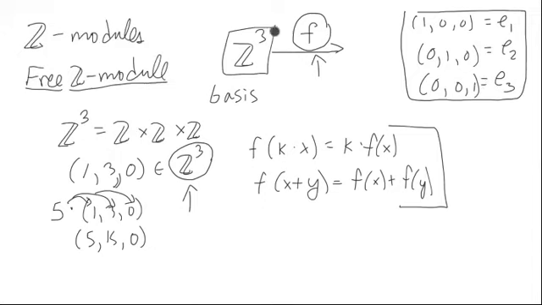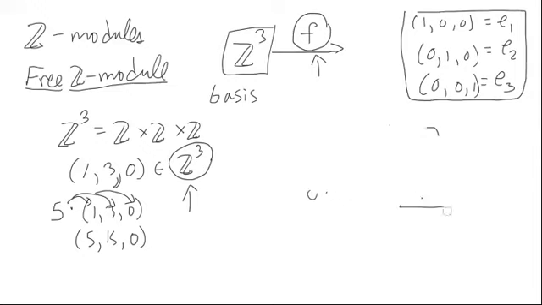So a Z module is free if just knowing the images of these guys for sure can tell me the images of everything else. Of course, a different module would have a different basis, but it's going to be free with respect to whatever basis I pick in that sense. So let's see how that might go.